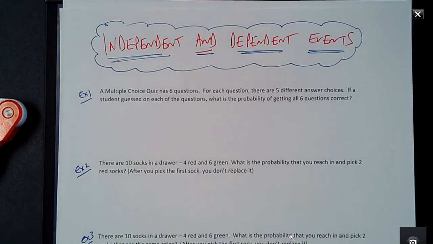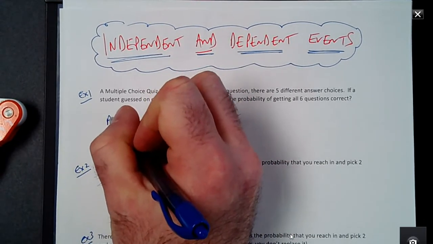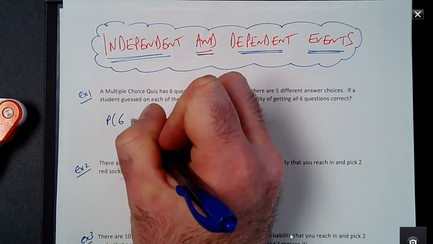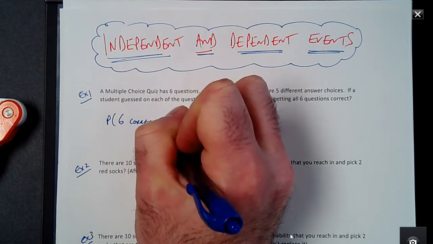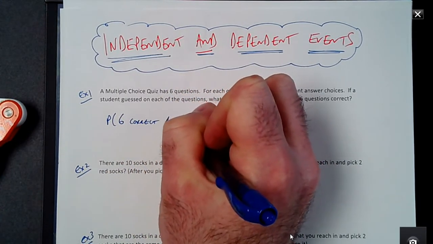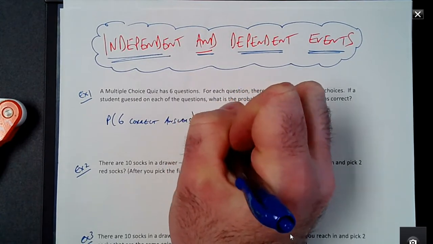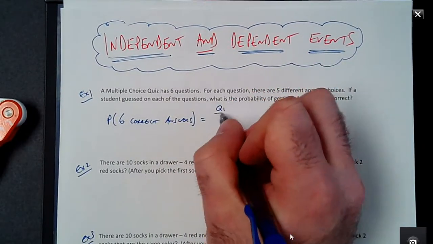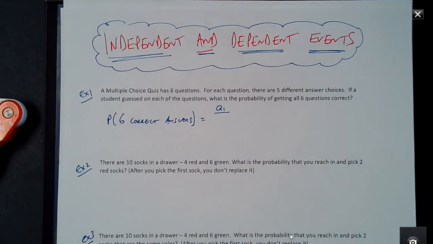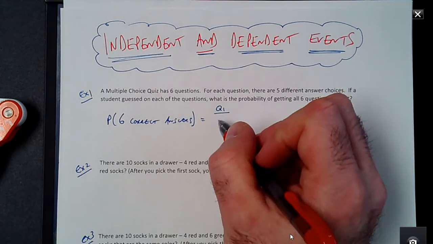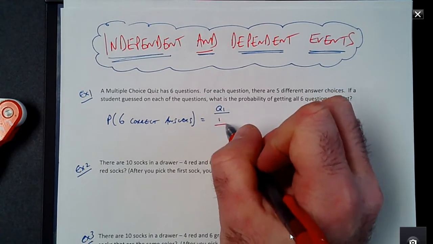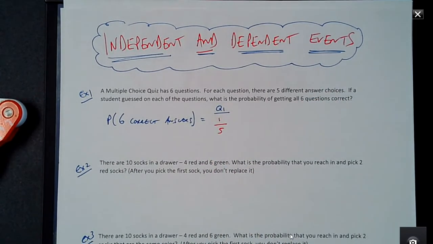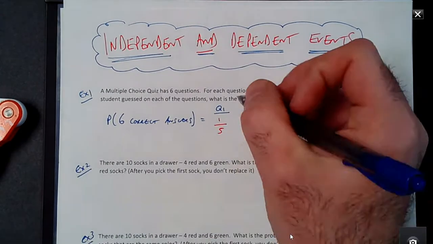All right, so how do we figure this out? Well, I'm trying to figure out the probability that I get 6 correct answers. So let's have a look at the very first question. So we'll say that's question 1. And we ask ourselves, what is the probability that I'm going to get that question right? Well, I got 1 chance out of 5 possibilities. So therefore, my probability of getting it correct is 1 out of 5.